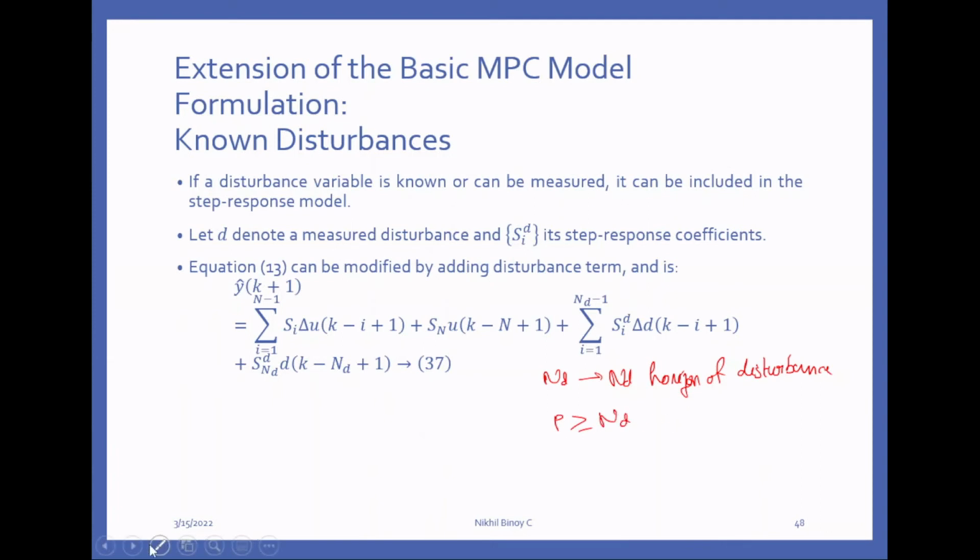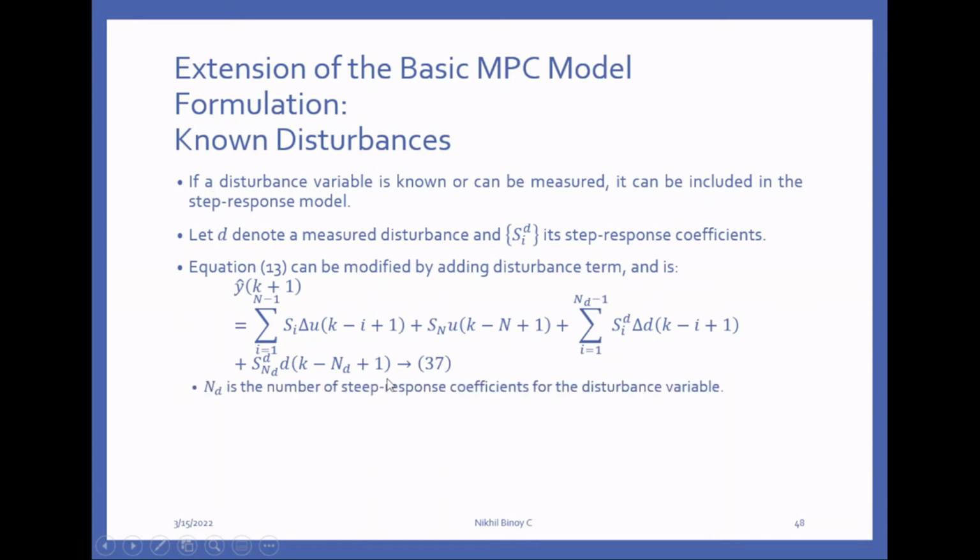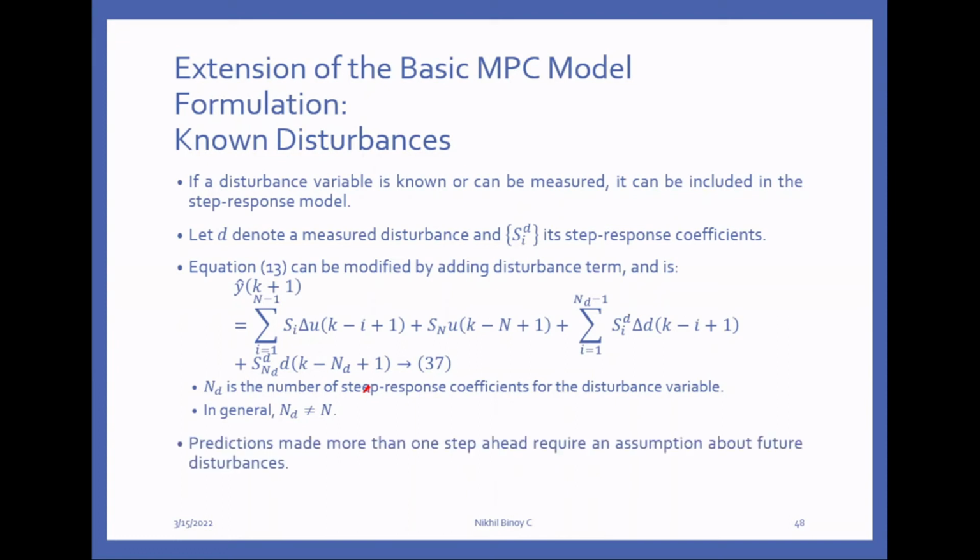Okay. So please note the modified equation: y cap of k plus 1, the one step prediction, is equal to sigma i equal to 1 to n minus 1 S_i delta u of k minus i plus 1 plus S_n u of k minus n plus 1 plus sigma i equal to 1 to nd minus 1 S_id delta d of k minus i plus 1 plus S_nd d of k minus nd plus 1. So nd is the number of step response coefficients for the disturbance variable. In general, nd is not equal to n.